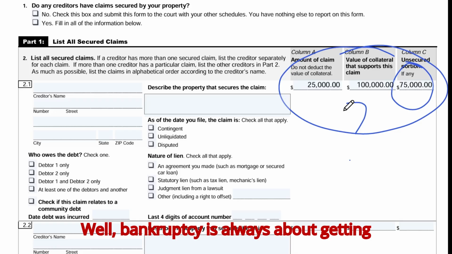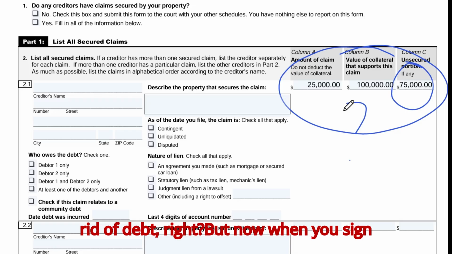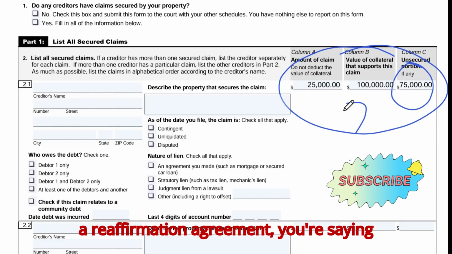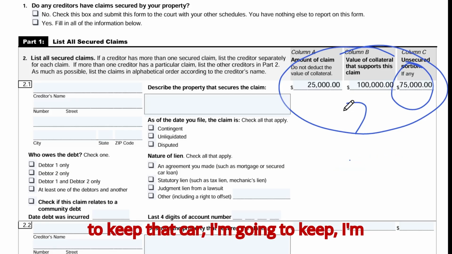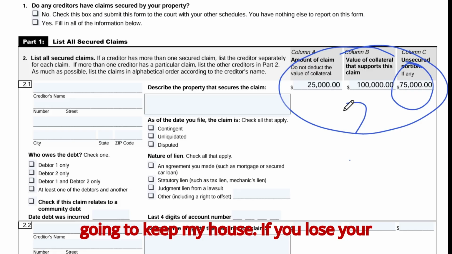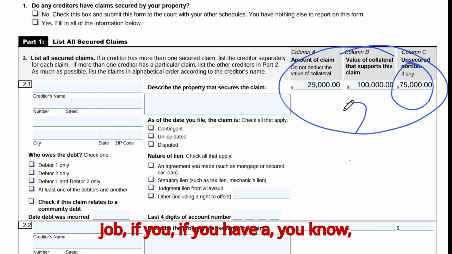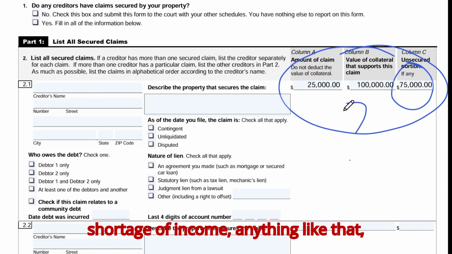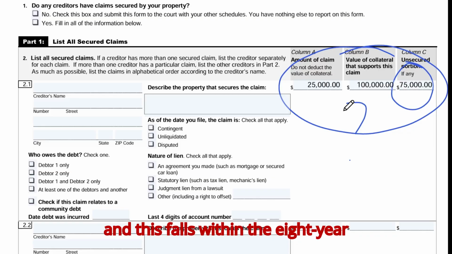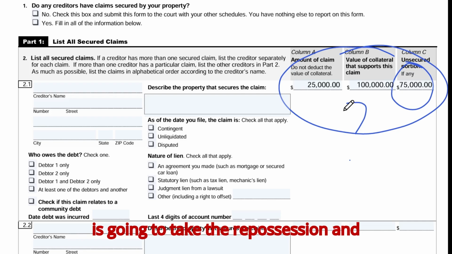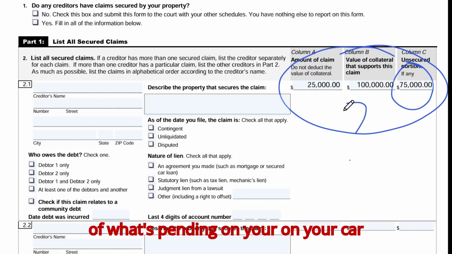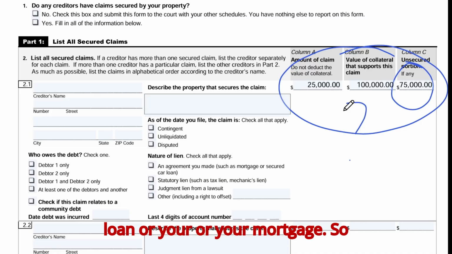Well, bankruptcy is always about getting rid of debt, right? But now when you sign a reaffirmation agreement, you're saying, I'm keeping that debt and I'm keeping it out of the bankruptcy because I'm going to keep that car, I'm going to keep my house. If you lose your job, if you have a shortage of income, anything like that, and this falls within the 8-year period, guess what? The creditor is going to take the repossession and then sue you on the balance of what's pending on your car loan or your mortgage.